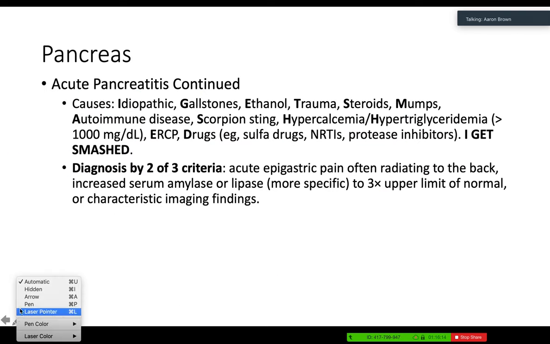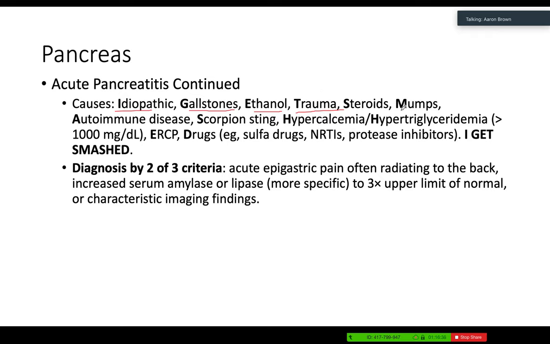Okay, and so here's our causes, actually. I left them in here, great. So idiopathic gallstones, right? An obstruction of the ampulla can lead to acute pancreatitis. Ethanol, aka alcohol, trauma. Our patient is in a car accident. The steering wheel traumatically hits their abdomen, causing a blunt force trauma to the pancreas itself.